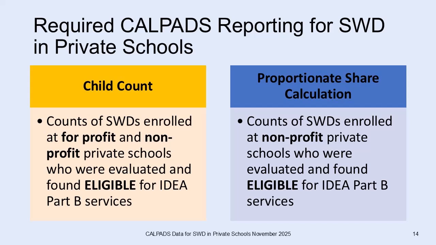Okay, the other requirement is that LEAs calculate proportionate share of equitable services. This represents a count of students with disabilities enrolled at non-profit private schools who were evaluated and found eligible for IDEA Part B. The key here is they were found eligible. Again, whether or not they're actually participating is irrelevant. As long as they were found eligible and they're enrolled in a nonprofit private school, they're eligible for proportionate share of equitable services.